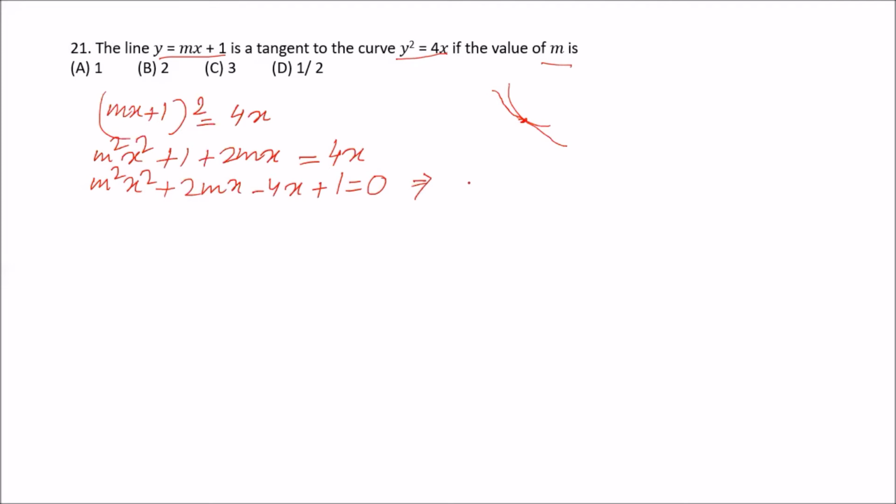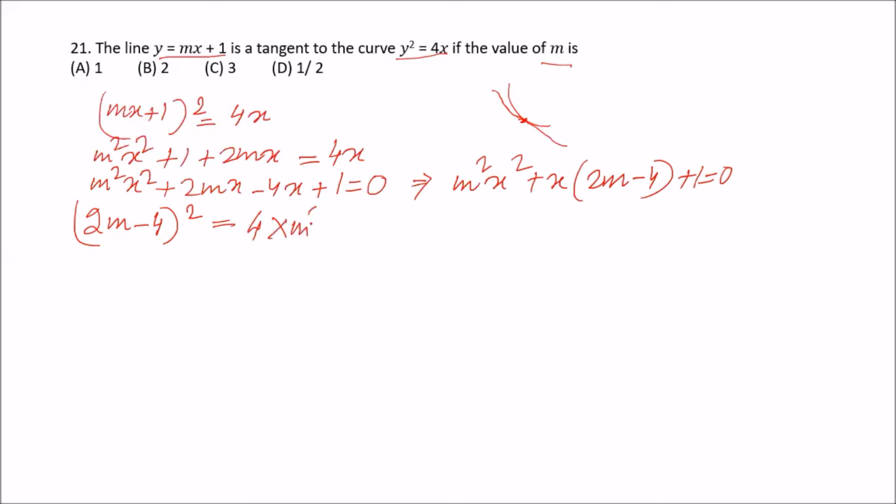So what is the condition for repeated roots? B square is equal to 4ac. So I'll arrange it, taking x common: m square x square plus x(2m minus 4) plus 1 is 0. So the condition will be b square minus 4ac is equal to 0. So (2m minus 4) whole square is equal to 4 into a, m square, into 1. Now let us simplify.